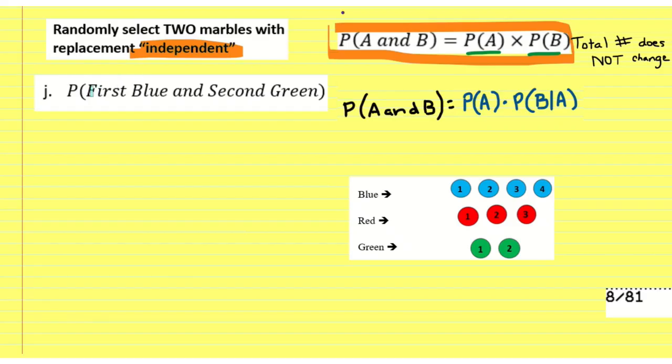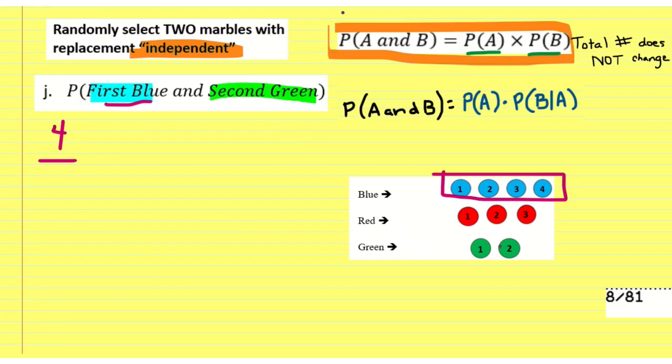So it says that we are going to first choose a blue. We want to know the probability of first choosing a blue and second choosing a green marble. So we have to look at the blue marbles first. How many blue marbles do I have? I have 4 out of a total of how many marbles in my bag? Well, there's a total of 9 marbles. So 4 out of 9 is my probability of the first event, which is the blue marble.